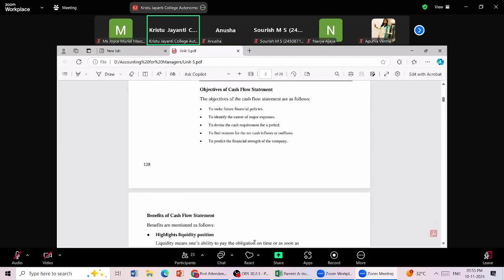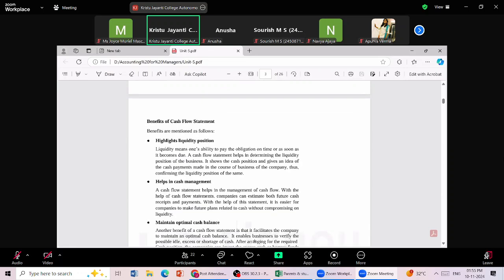So what are the objectives of the cash flow statement? It helps to make a financial policy and to identify where the major expenses are incurred, and also to find the net cash inflow and outflow, and it can help to predict the financial strength of the company.